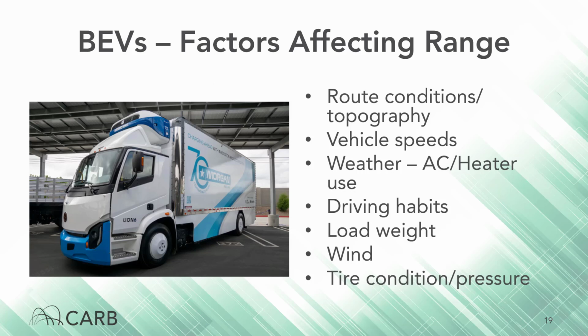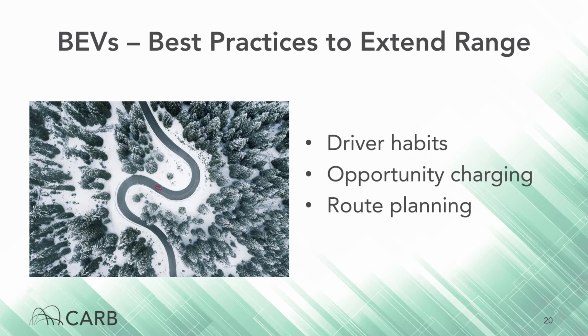Other things like driver habits, load, weight, wind conditions, and tire conditions and pressure will affect range and fuel economy in similar ways to conventionally fueled vehicles. Arguably, three of the biggest factors affecting range that you or your drivers have some degree of control over include driver habits, route planning, and taking advantage of opportunity charging. We already talked about how cabin AC and heater use can affect vehicle range by pulling extra power from the battery, and we've discussed how route topography and conditions can also affect range. But other drivers' habits, such as utilizing regenerative braking on those hilly routes or conservative acceleration practices, can have great beneficial effects on range as well.